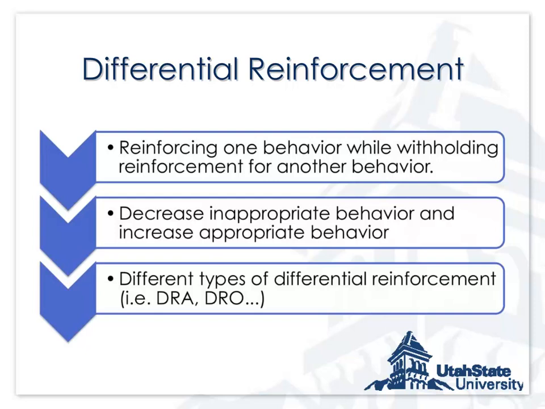Using differential reinforcement involves reinforcing one behavior or a class of behaviors while withholding reinforcement for another behavior. Typically, when attempting to decrease problem behaviors, it consists of minimizing or eliminating reinforcement for the problem behavior while providing reinforcement for a more appropriate behavior. Next, we will review the most common forms of differential reinforcement.